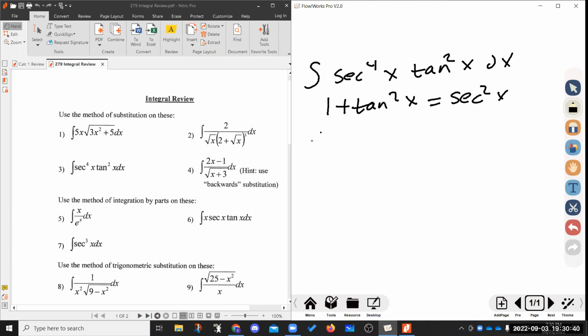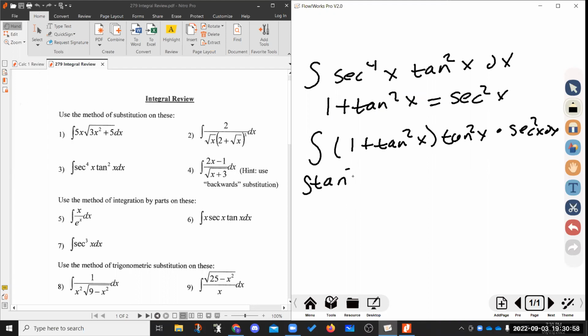We need to get rid of a secant squared x. It's going to be a 1 plus tangent squared x, times tangent squared x times secant squared x dx. I'm going to save that over there because that's going to be part of du. So this is going to be tangent squared x secant squared x dx plus tangent cubed x secant squared x dx.